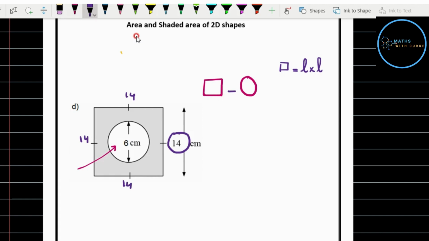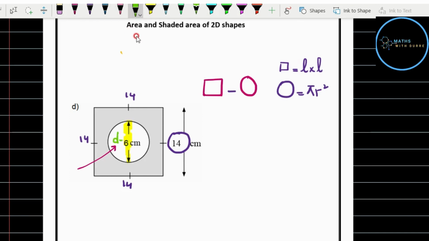Okay. And what about the area of circle? Pi r square. How can you calculate the pi r square? Just observe, is this 6 diameter or radius? It is diameter. You have to calculate radius by yourself and then complete this plan to calculate the shaded area.